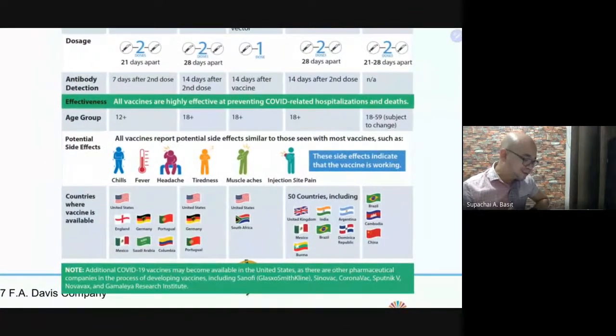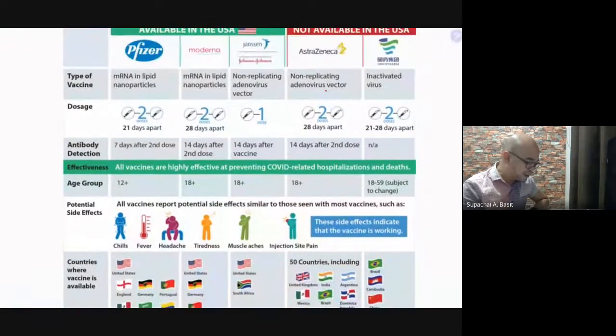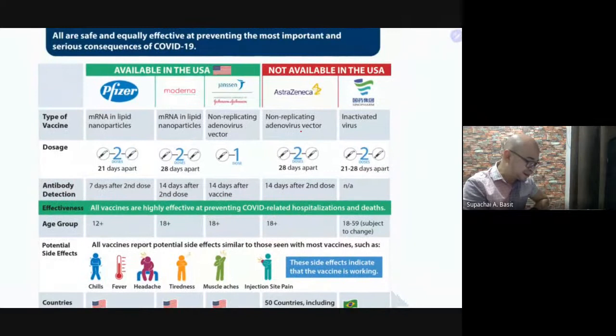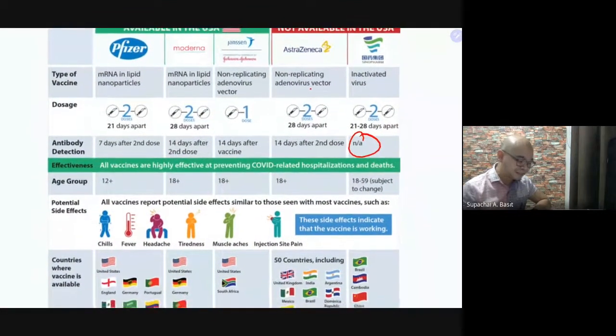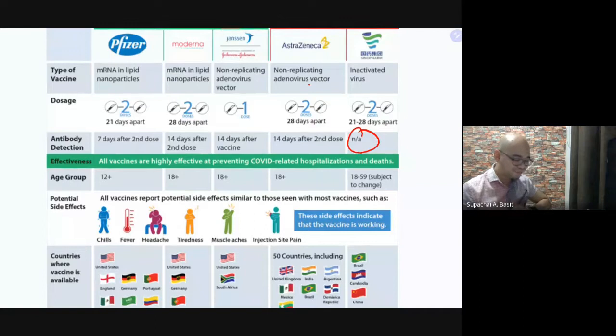Antibody detection, usually 14 days after the second dose, except for Pfizer. Kasi in Pfizer, pinakamabilis pala, after 7 days, meron ka nang antibodies. AstraZeneca, no data. Kaya tuloy hindi na-approve, wala kasing data. Okay. All vaccines are highly effective in preventing COVID-19 related hospitalization and death. Age group, 18 years old and above. Pero ngayon, pwede na sa senior yung AstraZeneca kasi luma na siya.